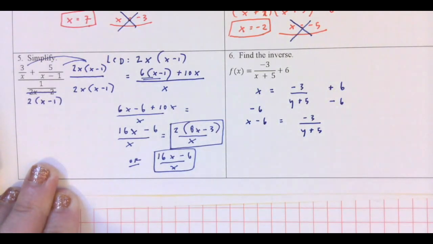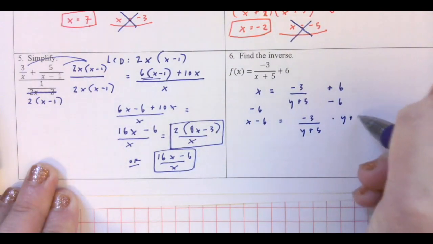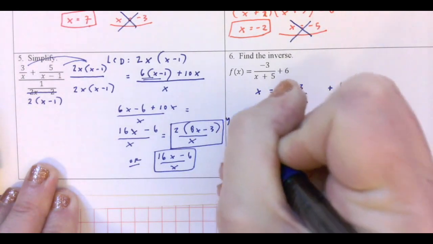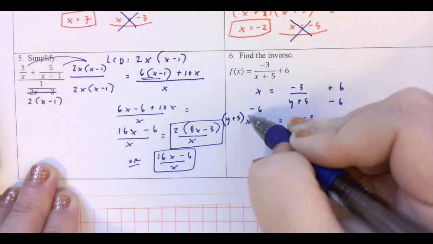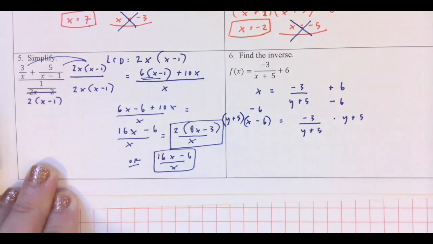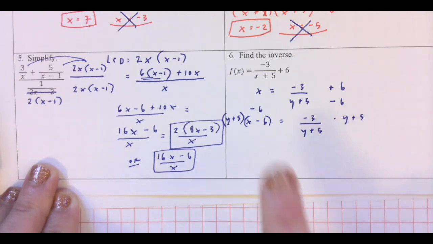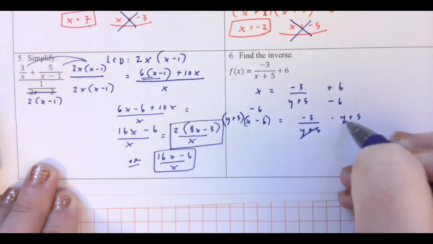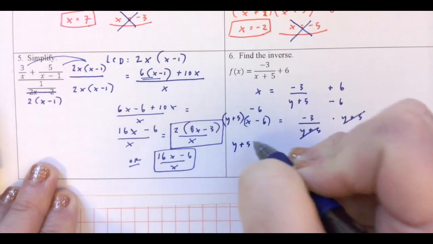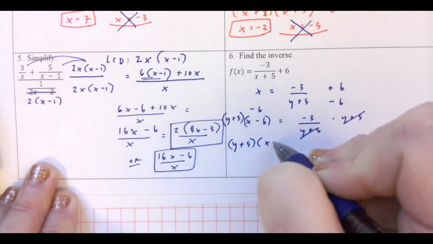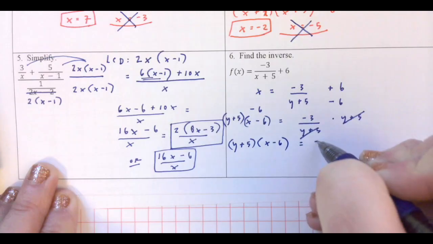Okay, I want to clear the fractions, so I'm going to multiply both sides by y plus 5. And just to see things clearly, I'm going to keep it in parentheses. And just a reminder that that's also in parentheses, right? So I don't want it to look like I'm multiplying a monomial. I really have a pair of binomials that are being multiplied here. And these canceled away. So now, if I just write that cleaned up, I have y plus 5, right? That package times x minus 6, that package equals -3.